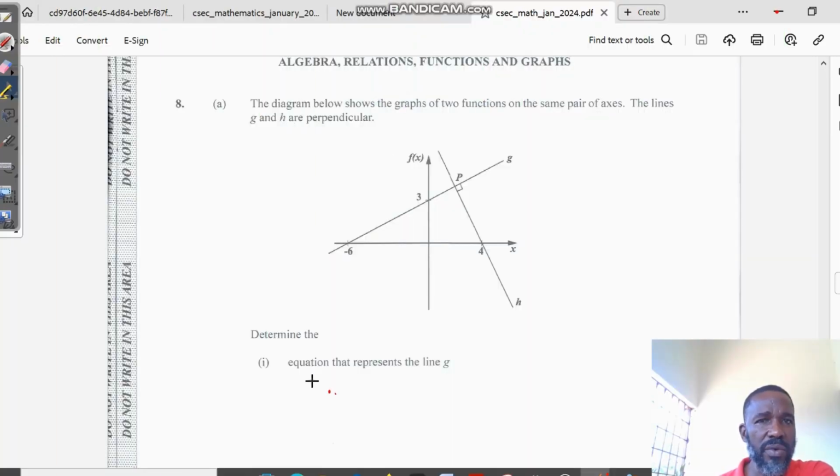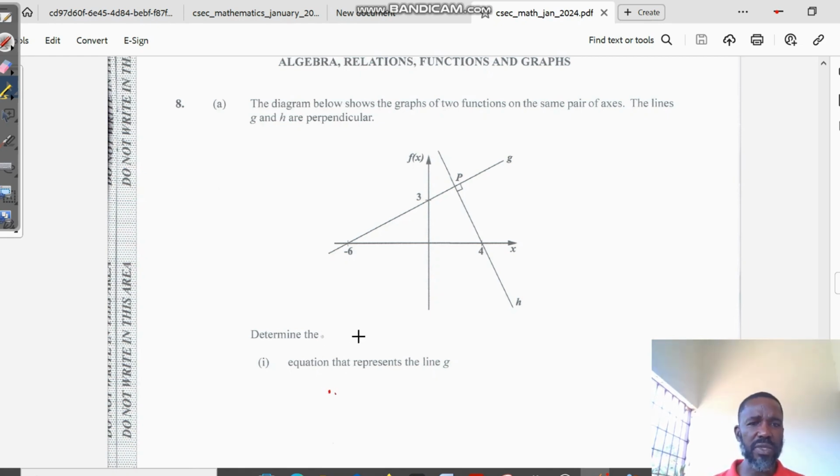Solution to the January 2024 paper, and we are at question 8. It says the diagram below shows a graph of two functions on the same pair of axes. The lines G and H are perpendicular. Determine the equation that represents the line G.